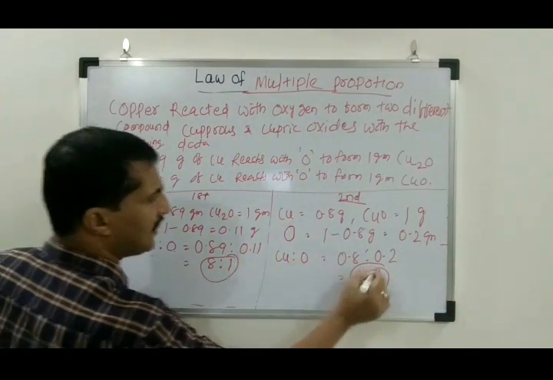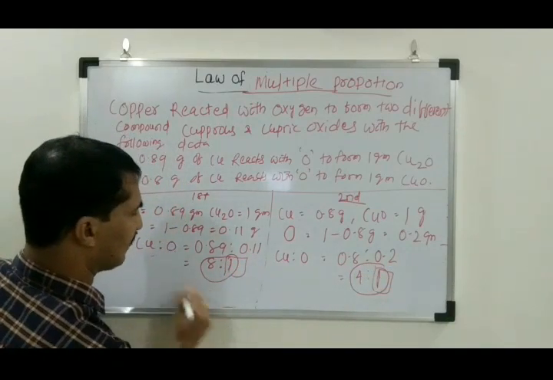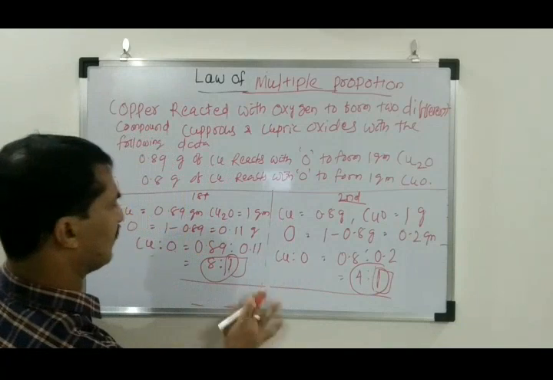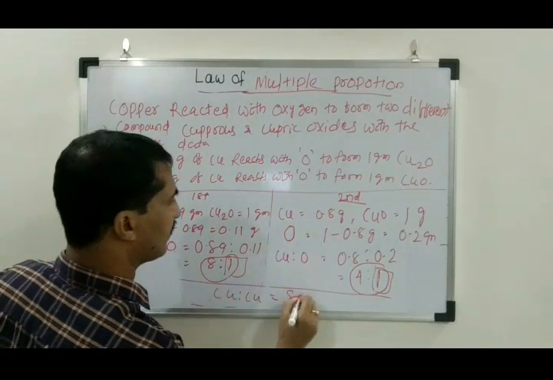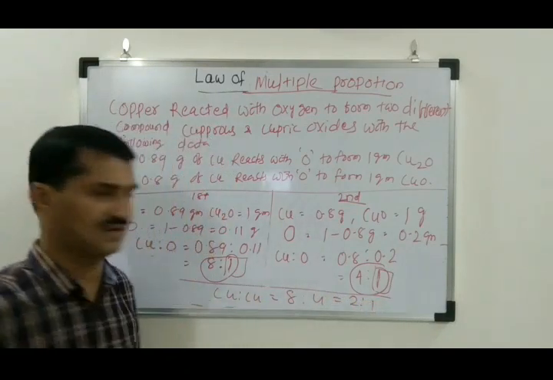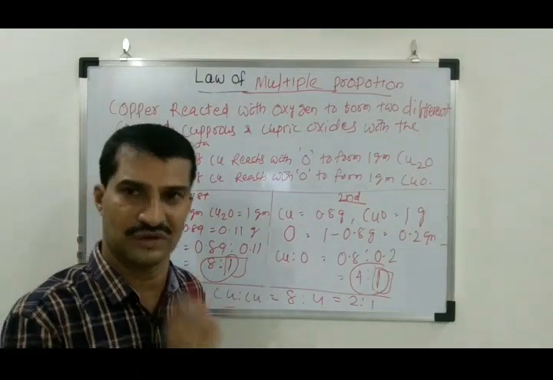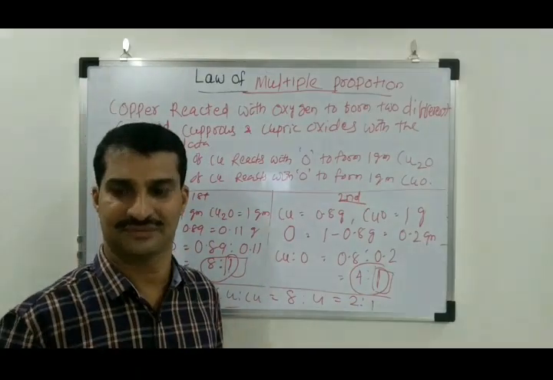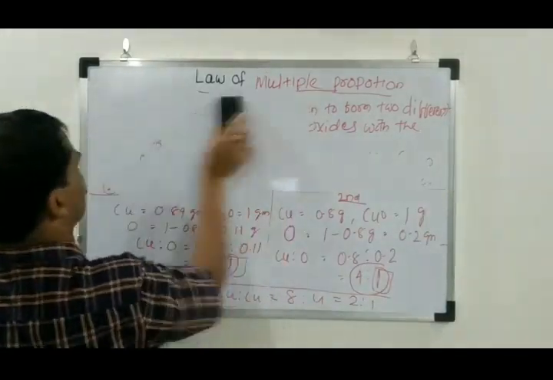So keeping the mass of the oxygen constant at 1:1, if I take the ratio of copper here and here, copper versus copper, then I got 8:4, which is 2:1, which bears a simple ratio. So this is what the law of multiple proportion tells. Clear? Now we'll do the last law, the law of reciprocal proportion.